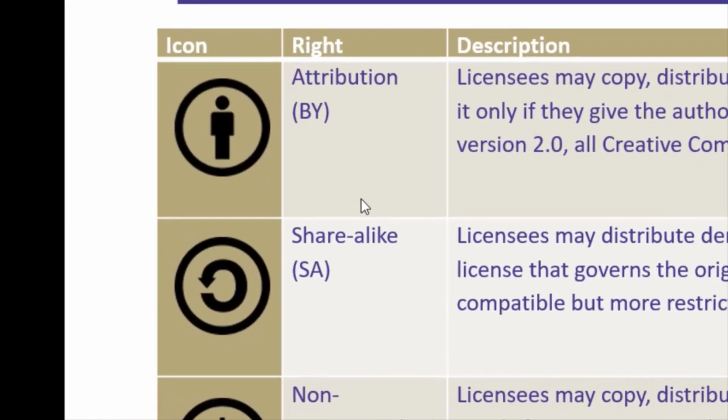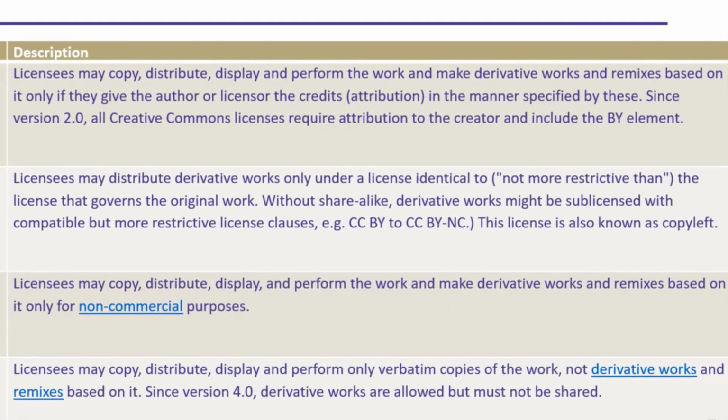Share alike also gives you the ability to distribute the derivative work under a license identical to the license of the original work. So you must share your work with an identical license, because they wouldn't want you to use a more restrictive license than the license in the original work. This license is also known as copyleft, as you can see.